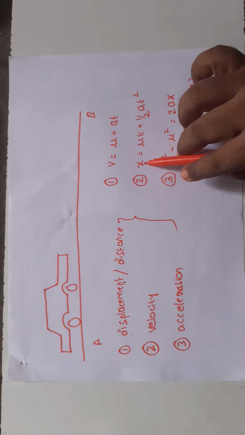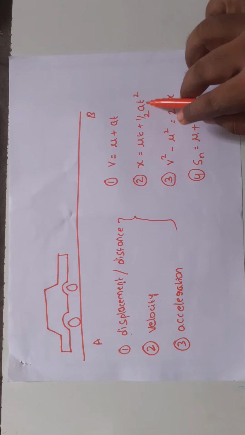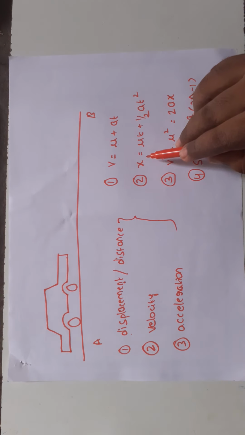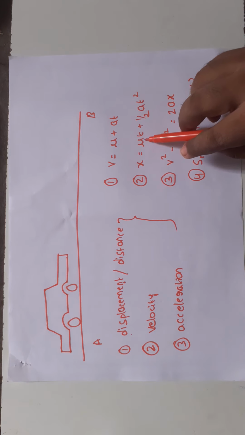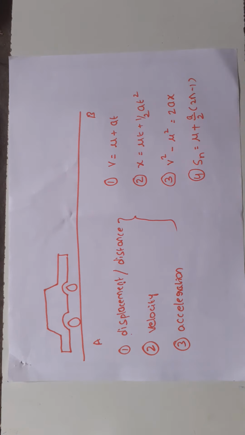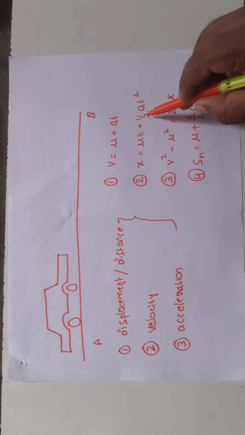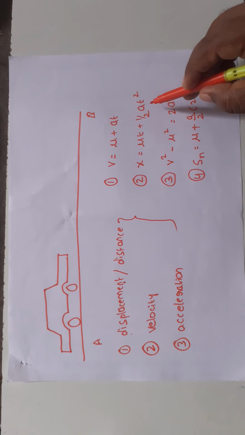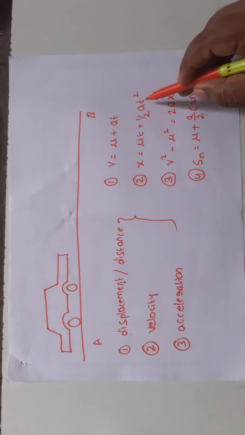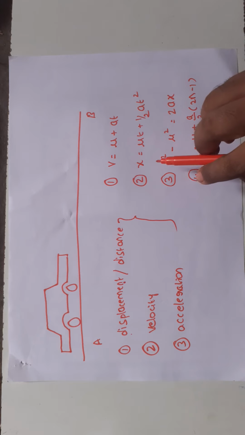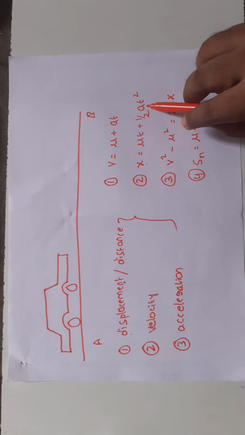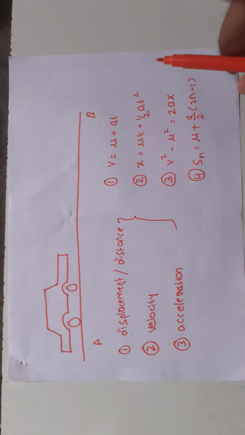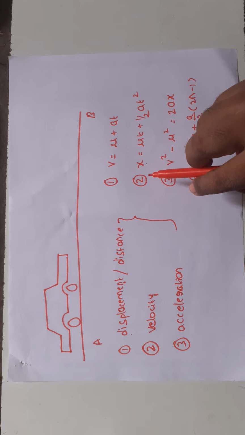Next, the second equation, x equal to ut plus 1/2 at square. Here x means displacement. So this is one physical quantity, and in ut, u means the initial velocity of the object. So this is the second physical quantity. In 1/2 at square, a means acceleration. So this is the third physical quantity, and time. So how many physical quantities come? First displacement, second velocity, and third acceleration. So three physical quantities are discussed in equation 2.